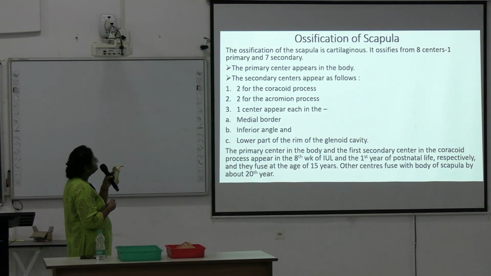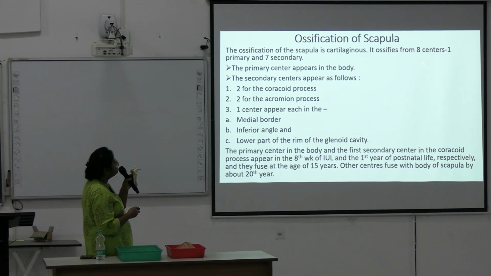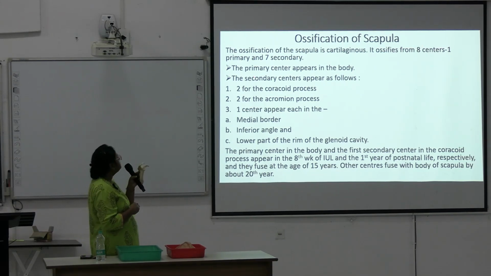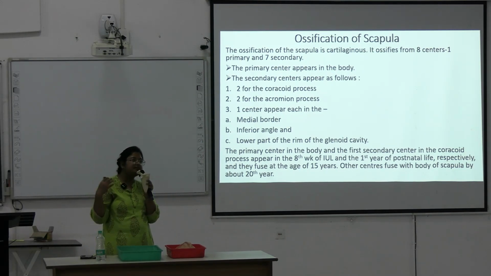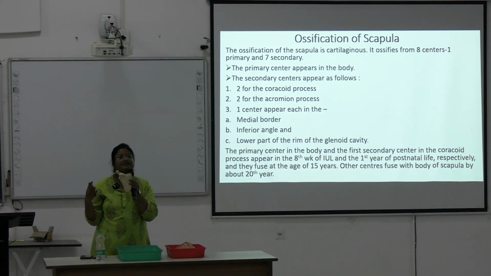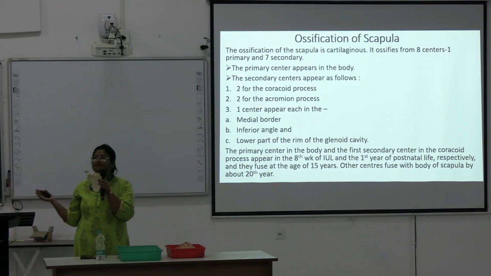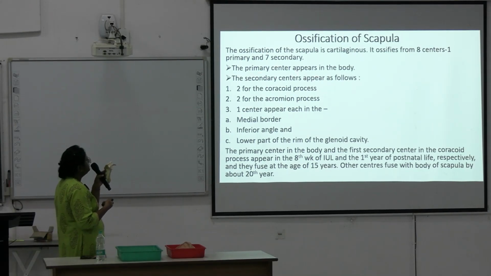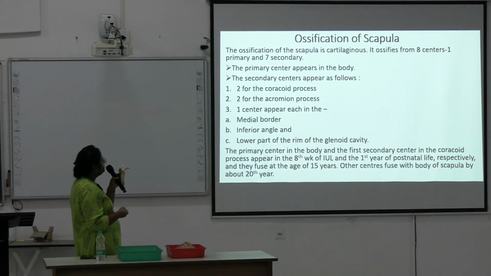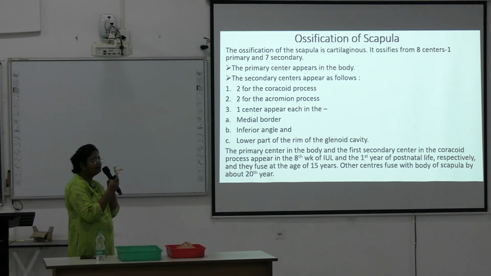So ossification of the scapula: it ossifies from 8 centers, 1 primary center and 7 secondary centers. Primary centers are those which appear before birth, and secondary centers are those which appear after birth. Primary centers appear in the body at the 8th week of intrauterine life, and secondary centers appear near these regions. So the primary center appears in the body of the scapula.